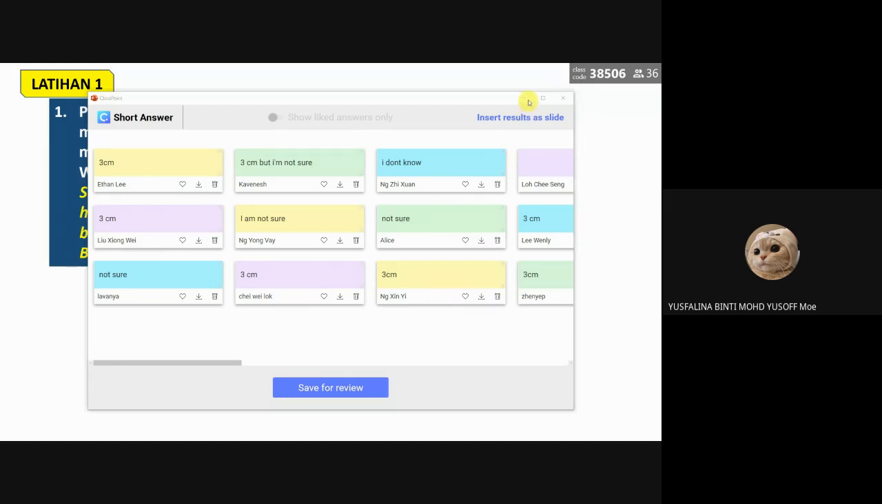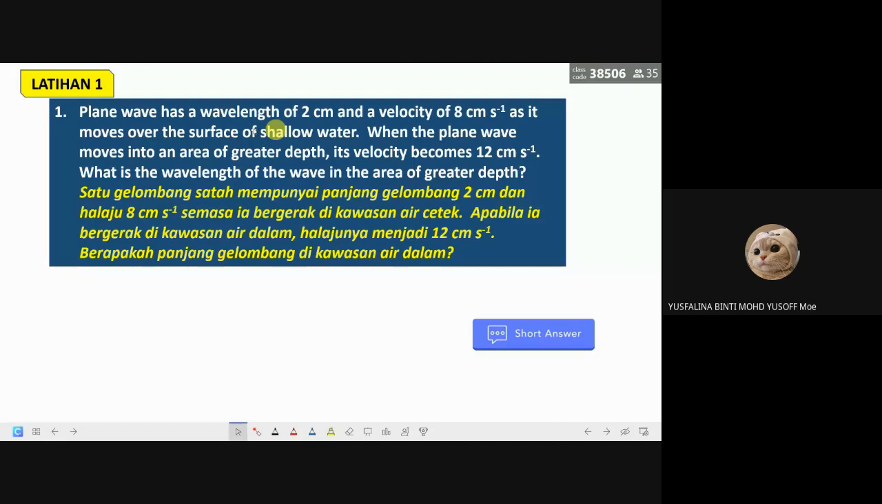Okay, let's check the answer. It says here, the plane wave has a wavelength of 2 cm, so lambda 1 is 2 cm. The velocity of the plane wave is 8 cm per second, so V1 is 8 cm per second. It moves over the surface of shallow water. When the plane wave moves into an area of greater depth, its velocity becomes 12 cm per second, so V2 is 12 cm per second. What is the wavelength in the area of greater depth? You need to find lambda 2 here.